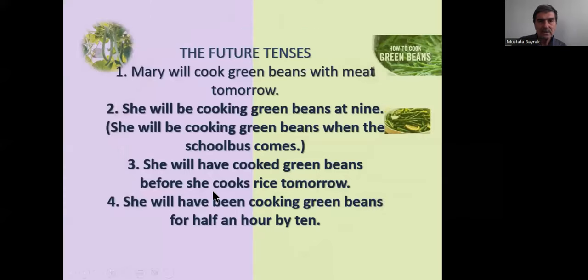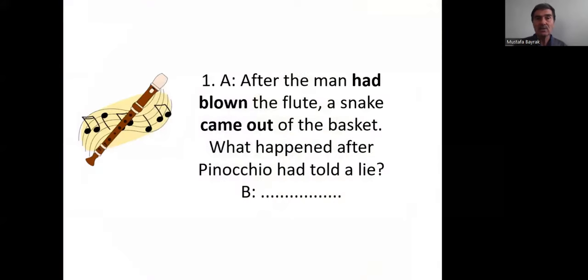Number three, future perfect. She will have cooked green beans before she cooks rice tomorrow. Okay? She will have cooked green beans before she cooks rice tomorrow. She will have been cooking green beans for half an hour by 10. So, future perfect continuous tense. She will have been cooking green beans for half an hour by 10. Okay, let's go ahead. Now, dialogue one.